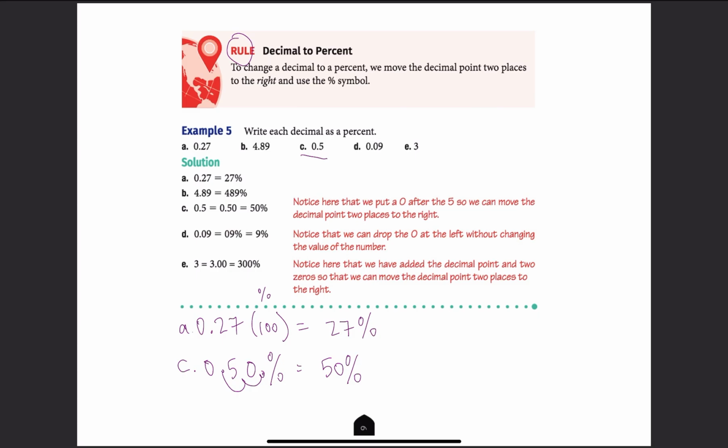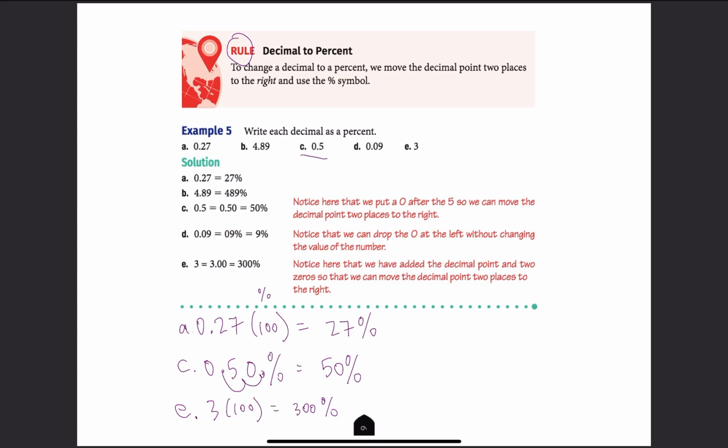Now let's look at E. 3. What would 3 be as a percentage? Well, remember that we have to take this and we have to multiply by 100. 3 times 100, 300%. So if 1 is 100%, then 3 is 300%. So hopefully that clears up how to go from decimal to percent.